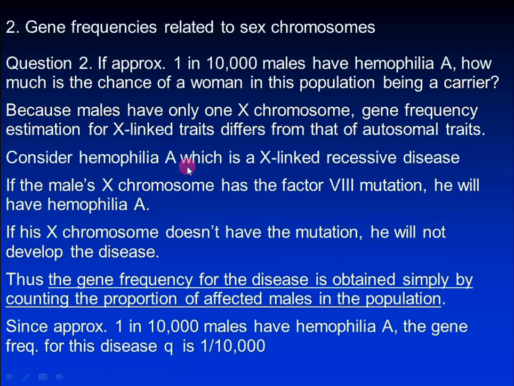We know hemophilia A is an X-linked recessive disease. Males have only 1 X chromosome. If the male's X chromosome has the factor A mutation, he will have hemophilia A. If his X chromosome doesn't have a mutation, he will not develop disease. Therefore, the gene frequency for the disease is obtained simply by counting the proportion of affected males in the population. Since 1 in 10,000 males have hemophilia A, the gene frequency for the disease, q, is 1 over 10,000.